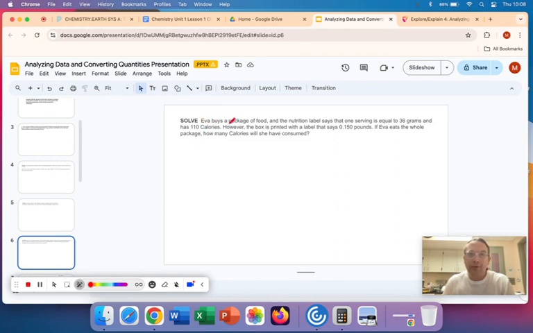Next problem. Ava buys a package of food, and the nutrition label says that 1 serving is equal to 36 grams and has 110 calories. So that's an equality we have to use: 110 calories per every 36 grams. However, the box is printed with a label that says 0.150 pounds. So if she eats the whole package, how many calories will she have consumed? So she knows she ate 0.150 pounds.